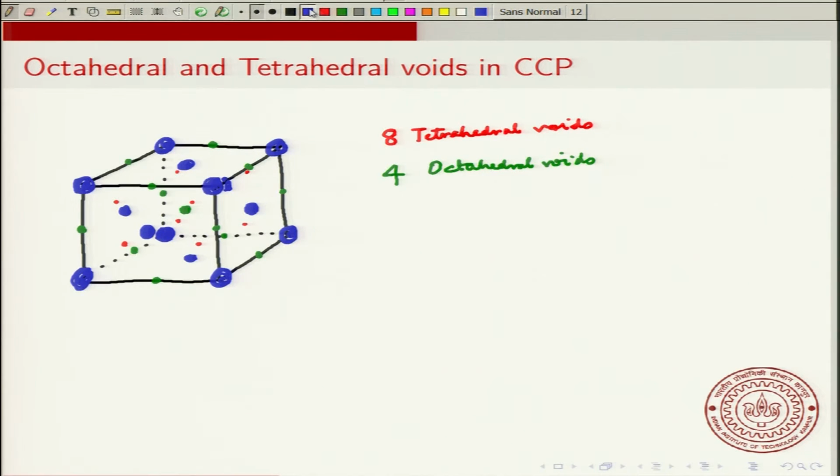Let me for completeness show the planar representation, because this is much easier to draw. So this is the z equal to 0 plane. This is z equal to 0 or 1. And then you have, let me show it in a slightly different color, the z equal to half plane.